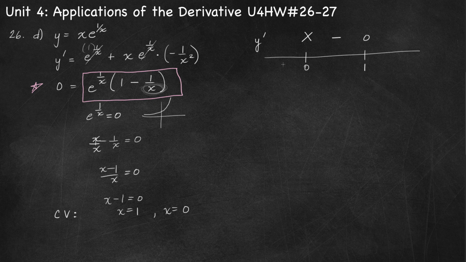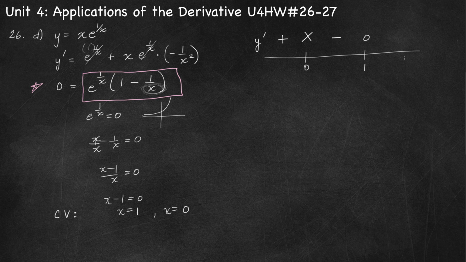I'm going to substitute in negative 100. When I put negative 100 in for x, e to the 1 over negative 100 is positive. And then 1 minus 1 over negative 100, we get a double negative there, which makes it positive. So here we have positive.